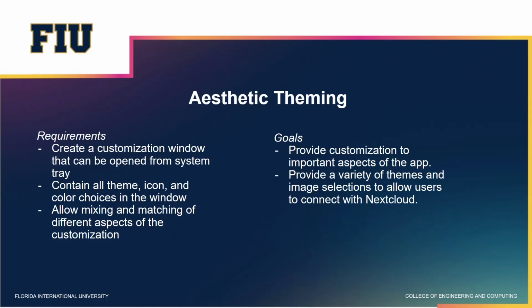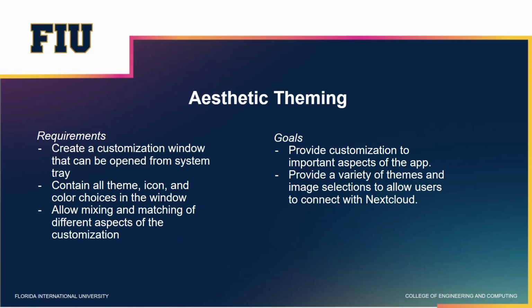So for aesthetic theming, we really needed to create a window that can be opened from the system tray that you could do all of these changes on. We couldn't just stuff this in the general settings. It needed to be its own unique thing. We wanted to contain themes, icons, and color choices in that window so that you can change them however you might want. And of course, we wanted you to be able to mix and match them.